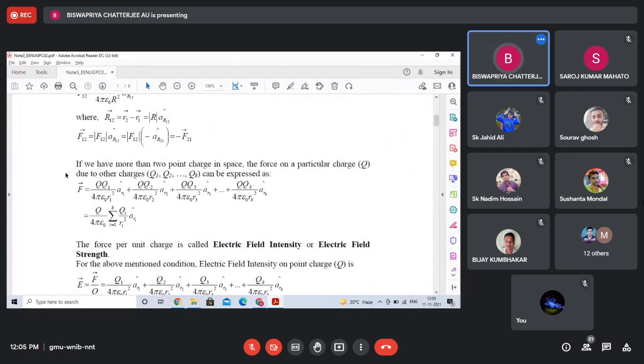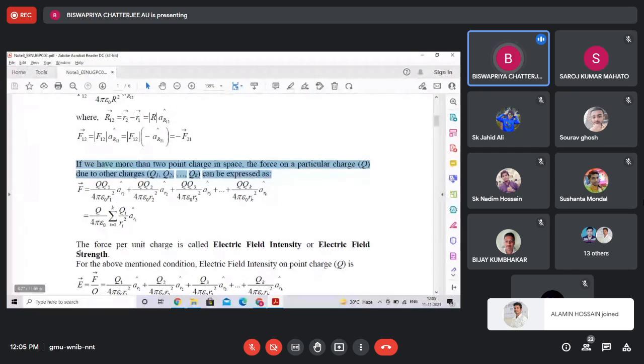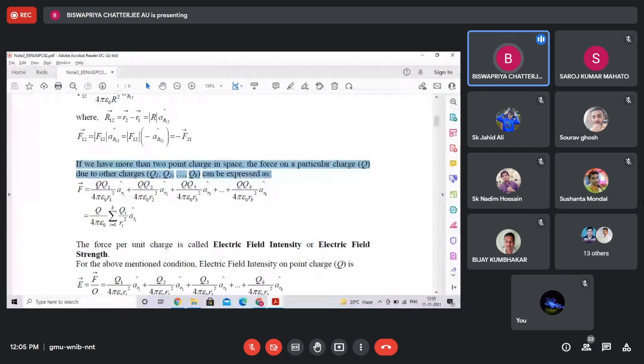So what will happen in this case? Let us say we have more than 2 point charges in space. The force on a particular charge q due to the other charges, let us say there are k number of charges, can be expressed as q into q1 by 4 pi epsilon naught r1 square. Everything is the same, so it's the superposition principle. You can calculate one by one.